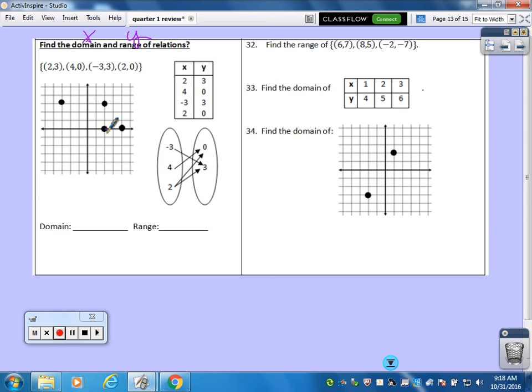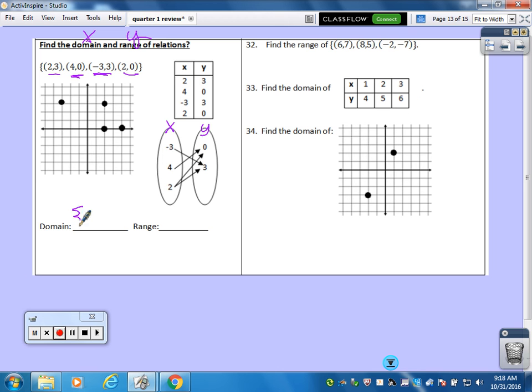Notice how mappings work. I still got my x's and my y's, but they connect together. So negative 3, 3, that's this one right here. 4, 0, that's this one right here. 2, 0, and 2, 3. That's exactly what we have up there. So I've got 4 different ways of representing these. The easiest one I think to pick out the domain and range for is the mapping, but they're all pretty easy.